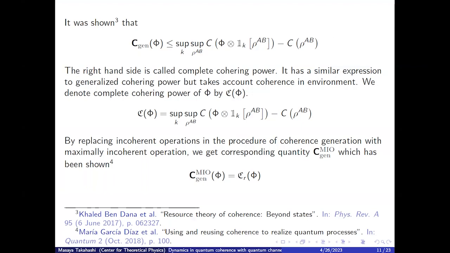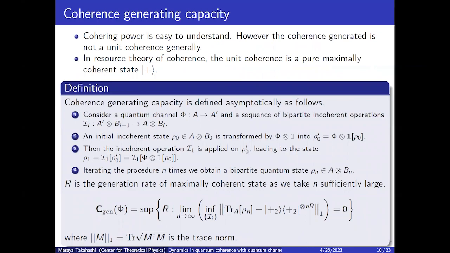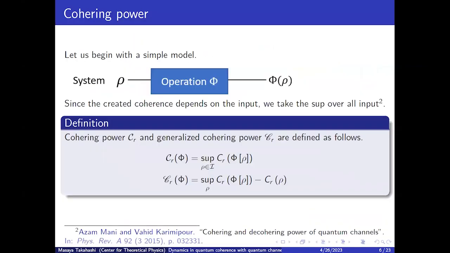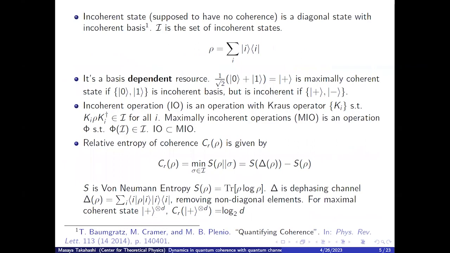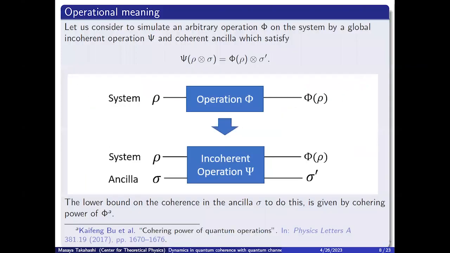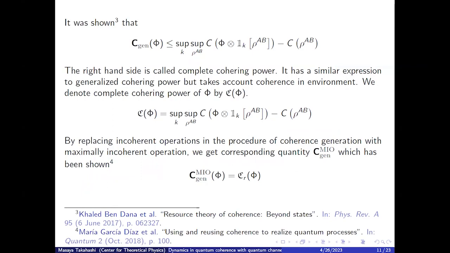What we have here, we denote this complete coherent power by this symbol. Also, usually the coherence generating capacity uses the incoherent operation IO, defined by this. But if we allow a wider subset of incoherent operations, MIO, then this quantity is actually equal to the complete coherent power. So this quantity is closely related to the complete coherent power.